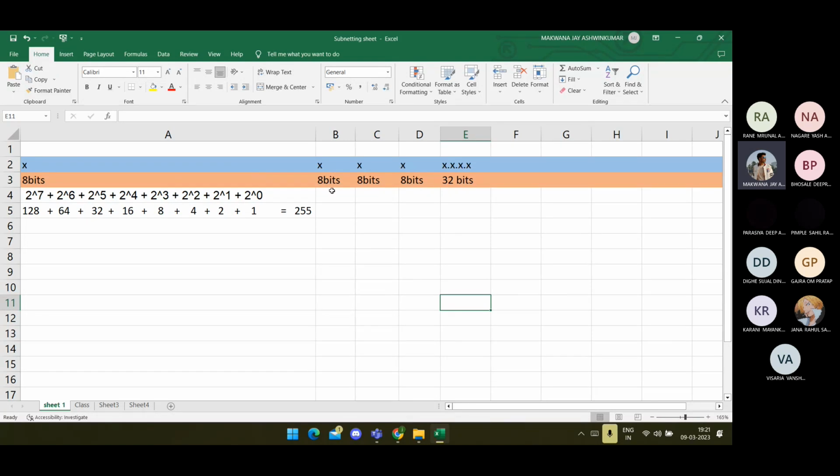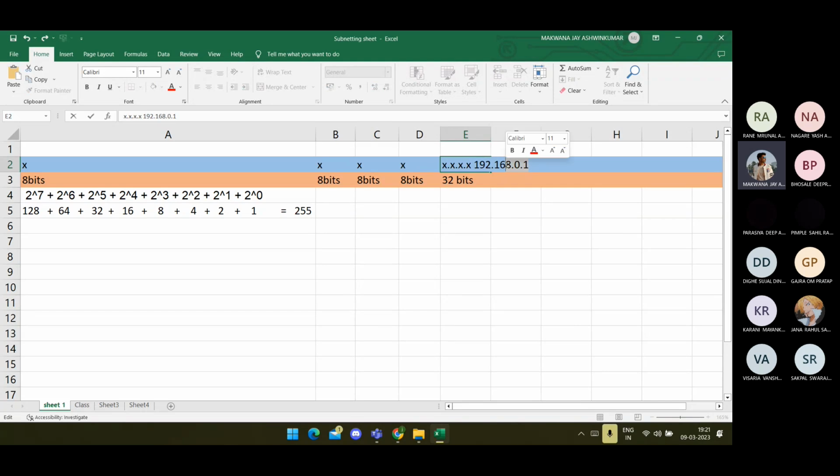The 32 bits are divided into octets. There are four octets in 32 bits. For example, this X is the first octet, this is the second octet, this is the third octet, and this is the fourth octet, and this is one IP address. So instead of X, there can be 192.168.0.1. So this is one IP address, right? This is the 32-bit IP address.